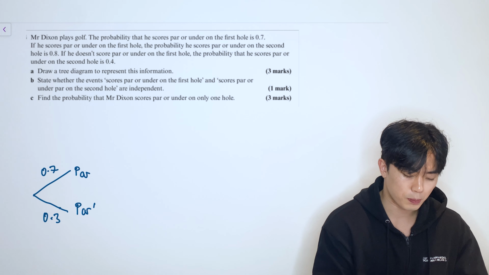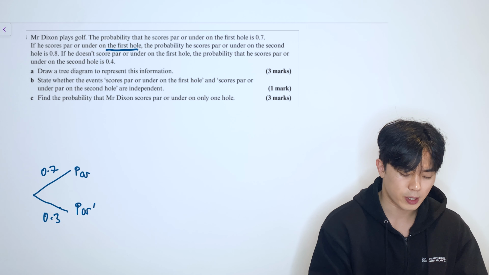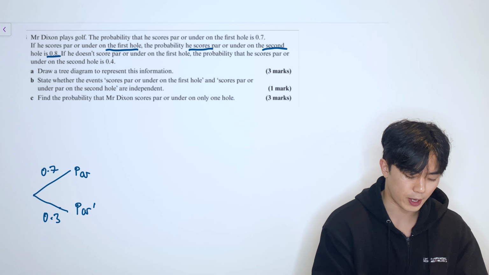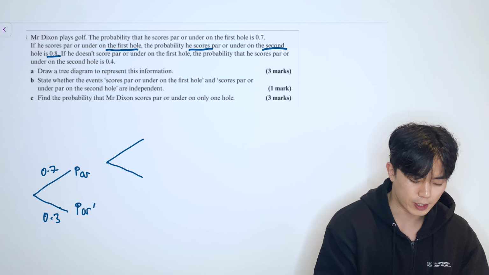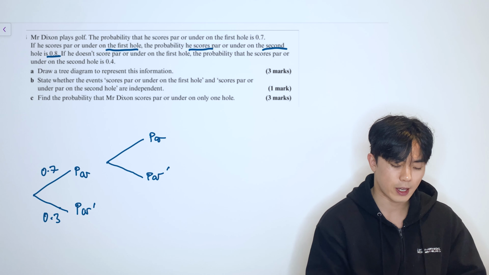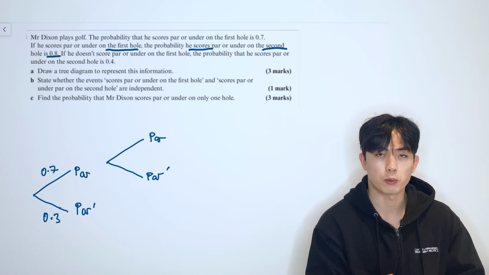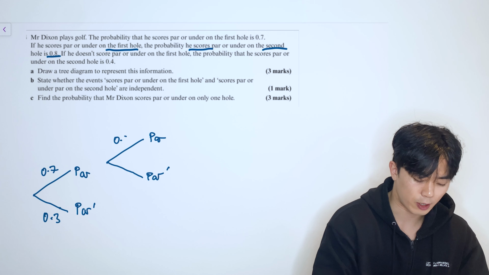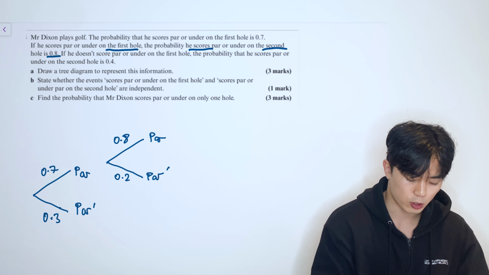Now, if he scores par or under on the first hole, the probability he scores par or under on the second hole is 0.8. So once again, from here, this is the second hole, so this is par or not par again. In this case, if he scored par, which in the beginning is 0.7, then he's going to score par again with a likelihood of 0.8. Therefore, this will be 0.2.